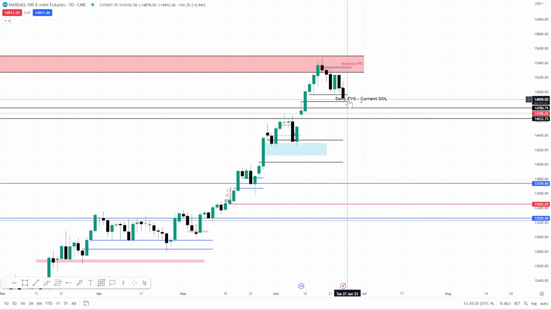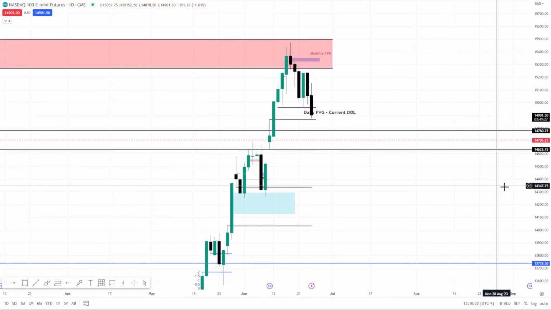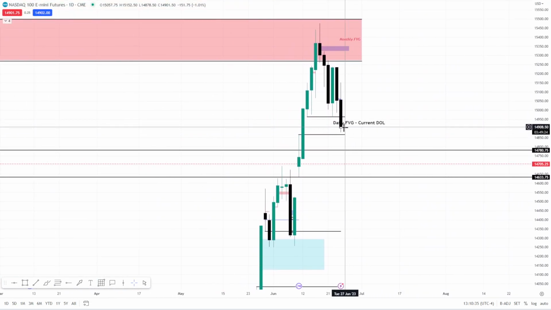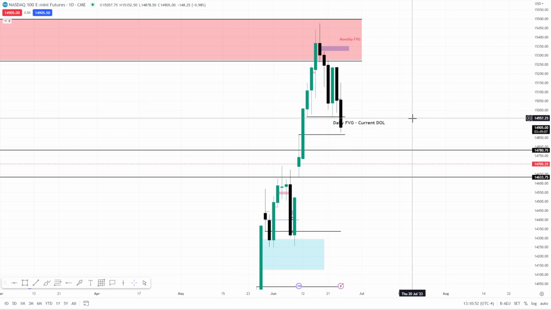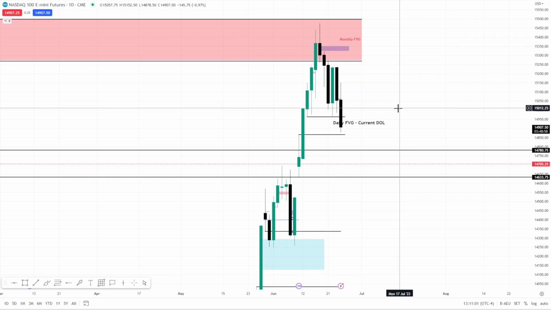So let's say we don't close this fair value gap today. Say price rebalances part of the day. I'm not saying that it's going to, but just a possibility. Or it might close it, and then tomorrow we see a return back into it, or we come down a little lower and return back into it. That's what I'm looking for, because that would demonstrate that we're really looking to expand out of here.